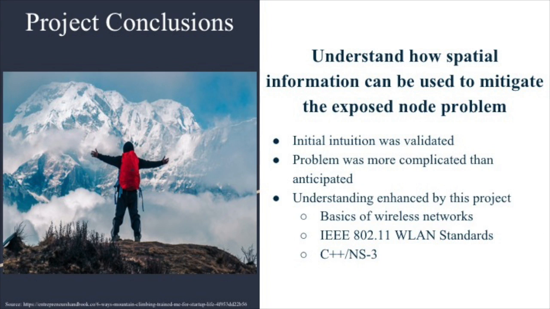And so here we are at the project conclusions. We've reached the first summit, we've changed clothes, better prepared to handle the challenges in front of us, and we've learned a lot along the way. Our initial intuition was validated that spatial information could be used in some cases to mitigate the exposed node problem, but of course it was more complicated than anticipated. You had the issue of senders becoming a pseudo-hidden node, and you had additional problems with network topology complexity. And finally, we enhanced our understanding in a number of different areas by overcoming these challenges.